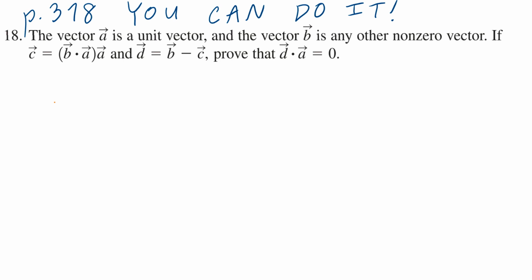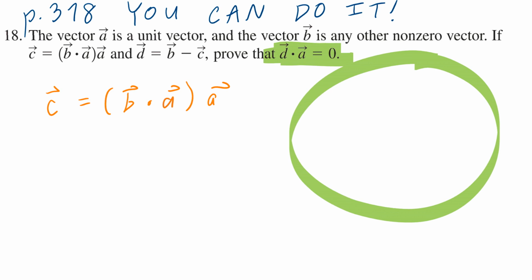Step number one, I'm going to copy down the given: vector C equals vector B dotted into vector A in brackets multiplied by vector A. Now here's the key concept, and this is not something that you will do immediately. This may take a little bit of practice, but think about the following concept. Our goal is to prove that vector D dotted to vector A equals 0.